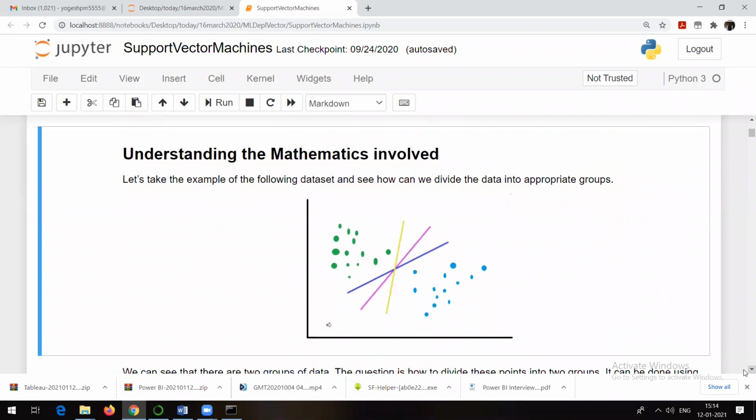Now, in understanding the mathematics involved, see, this is the example I was just trying to talk about. You can see in the following data set, how can you divide the data into appropriate groups? Here, intentionally, the complete data set is given to you, and the colors are different. This is one group and this is another group. But just assume that this is the complete data given to you by a client.